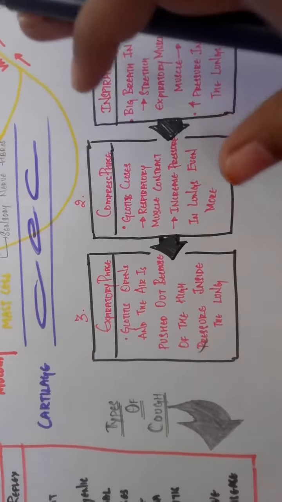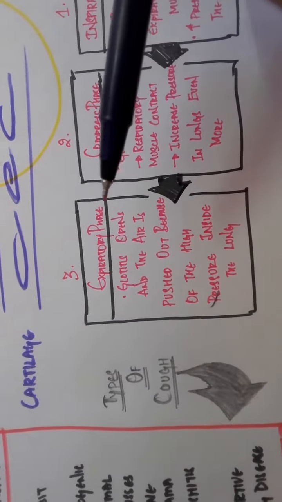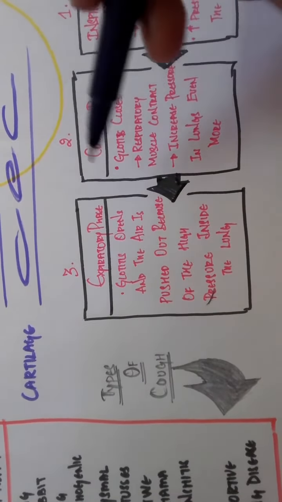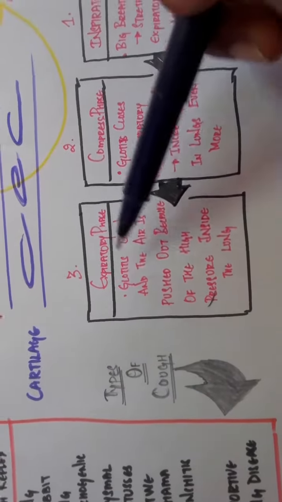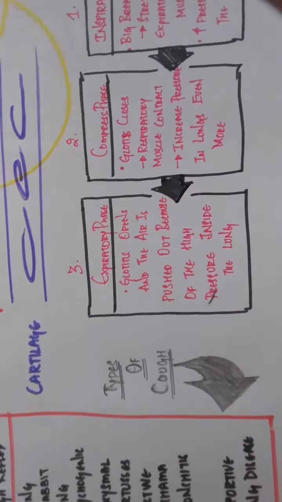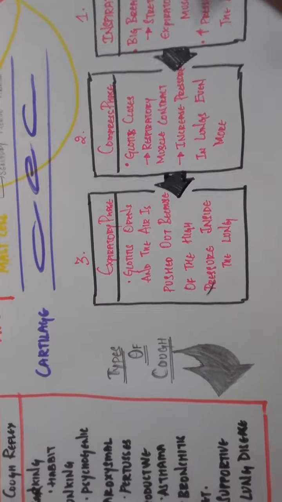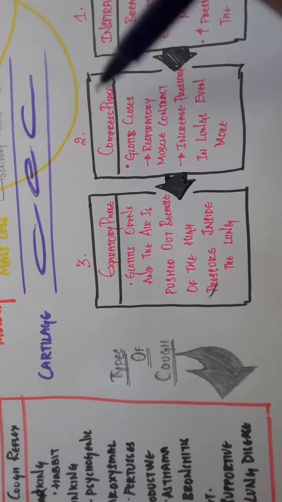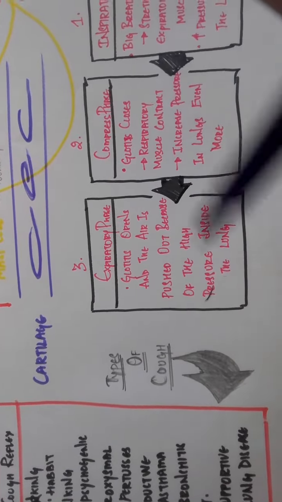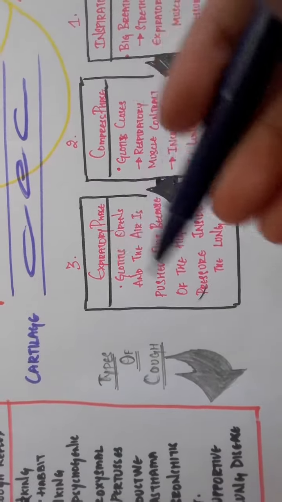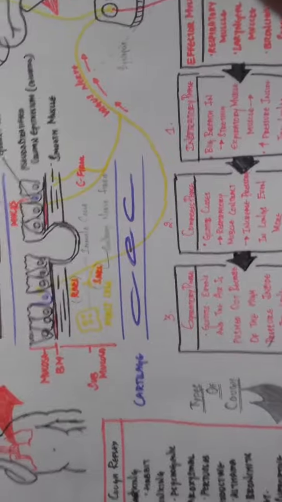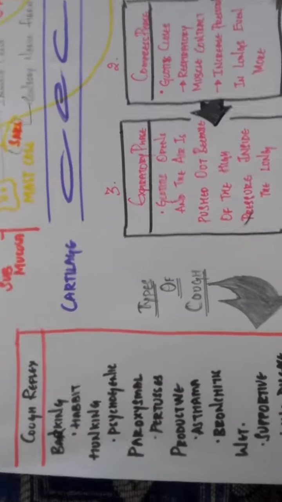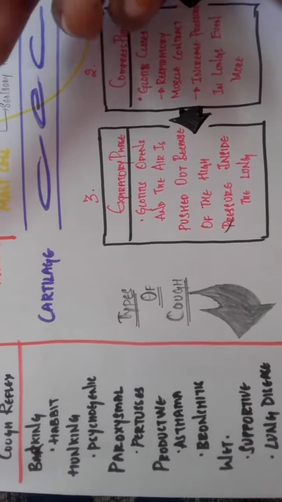Okay, and the next phase is the expiratory phase, and in the expiratory phase the glottis will open. In compression the glottis is closed, and in the expiratory phase the glottis will open up, and the air is pushed out because of the high pressure which is developed in the compression phase due to the closing of the glottis, and the cough will come out. Okay, I think you have understood the physiology of this, and here we also have the types of coughs.